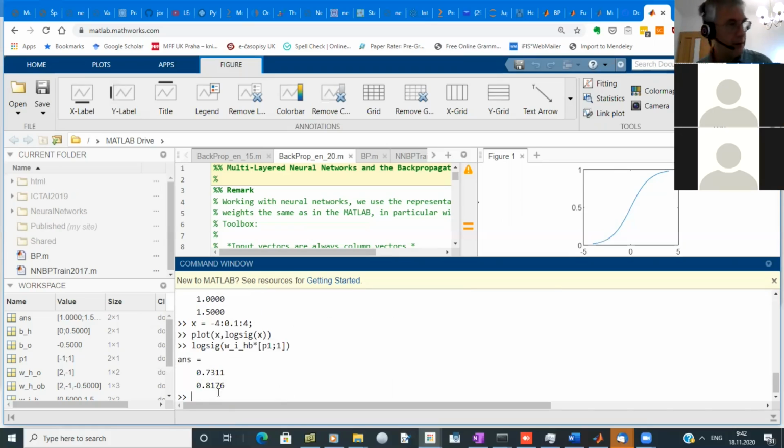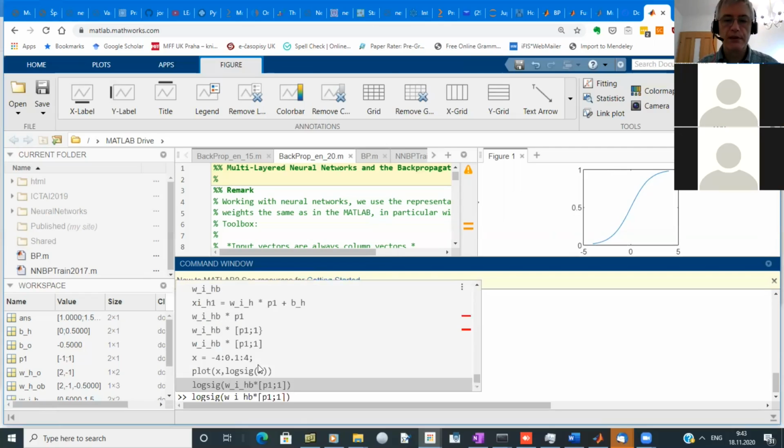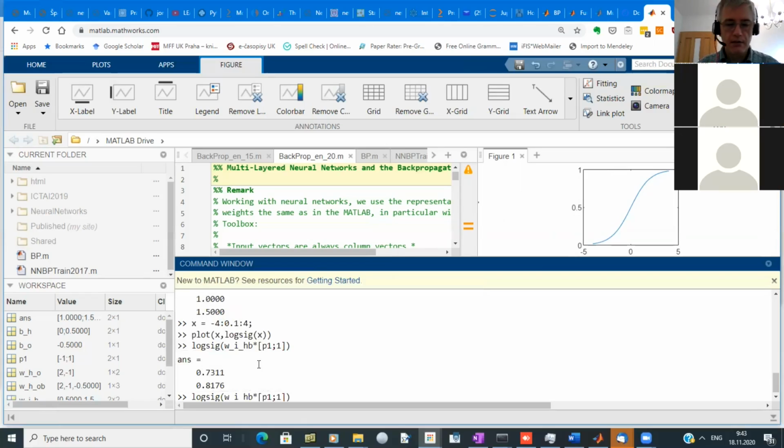And this is the output on the hidden layer. Okay, so these are outputs on the hidden layer. We will need it for the backpropagation, so I will store the value in some variable, y_h, output on a hidden layer.